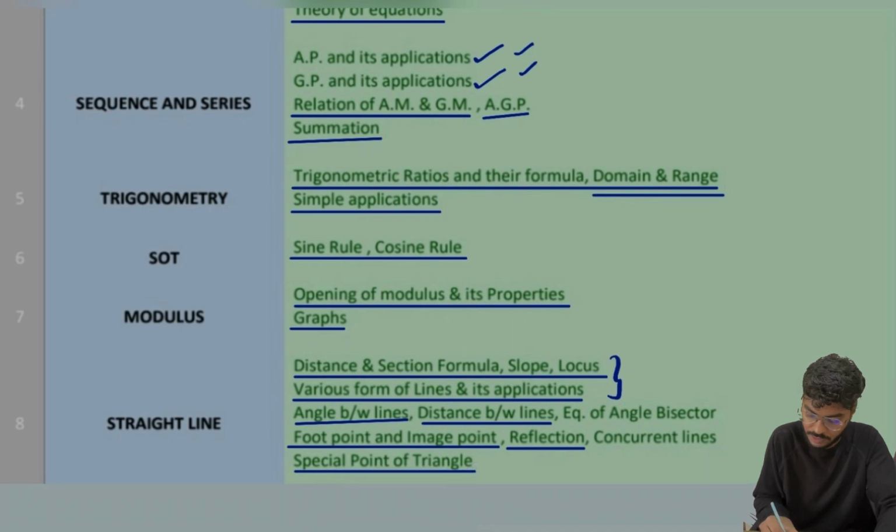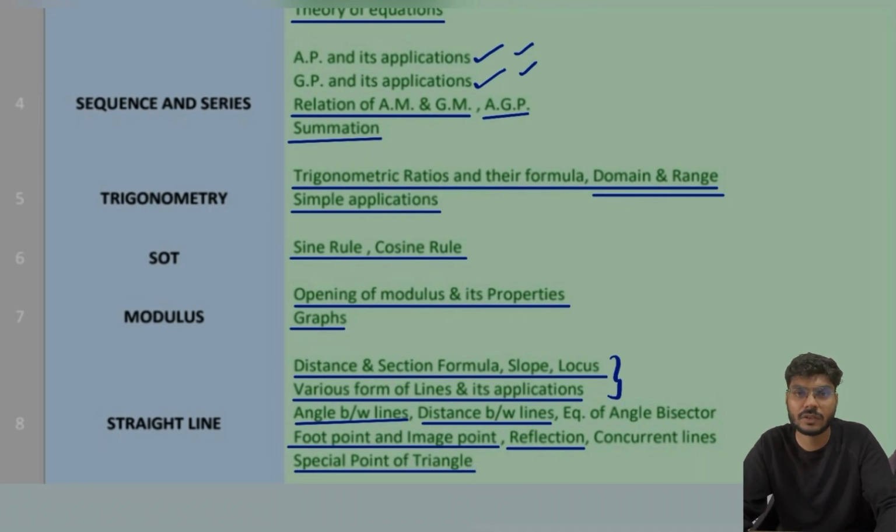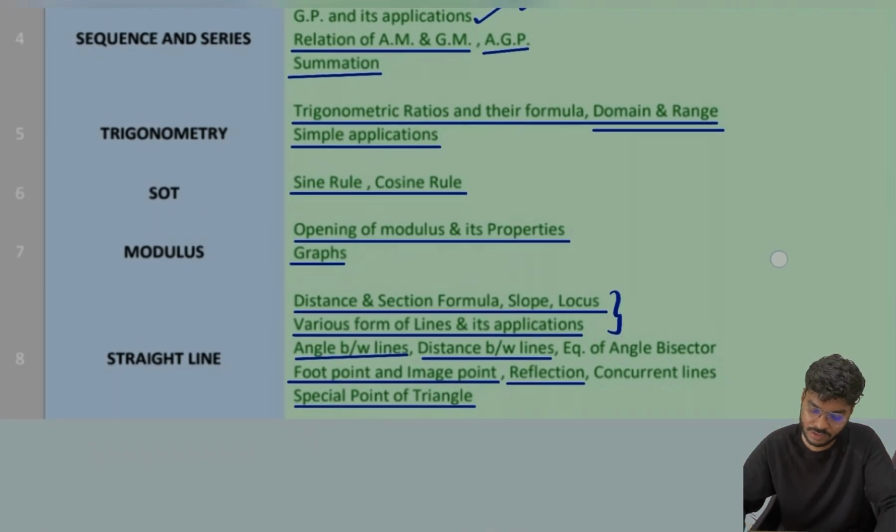Special points of a triangle are also important. What is the meaning of special points of a triangle? Orthocenter, circumcenter, centroid, incenter; excenter is not too important. Relation between orthocenter, circumcenter, and centroid, the ONGC rule, right? The centroid divides the line joining the orthocenter and circumcenter in a 2:1 ratio. These you have to remember.